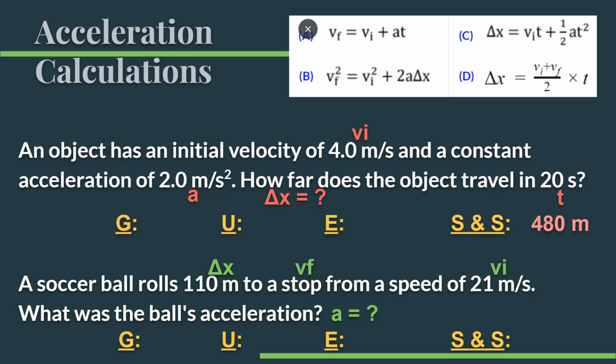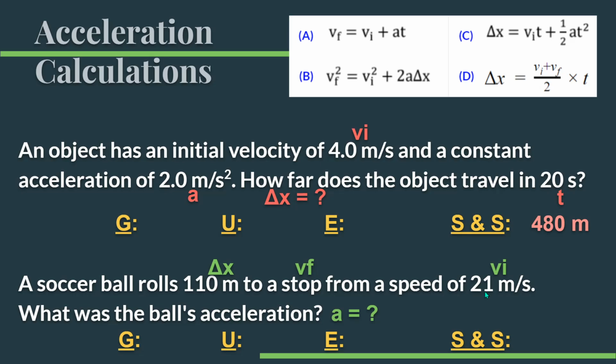Let's read it. A soccer ball rolls 110 meters, that's a displacement, to a stop. That's not a number, but that is information. That means it's not moving, so it's rolling to a final velocity of 0. You do need to be careful when you read these questions because you'll see things like this, comes to a stop, or you'll see things like starts from rest. Even though they're not listing the number in the question, that is information. They're giving you a velocity when you see those words. So just make sure that you identify that. So that's V final is 0.